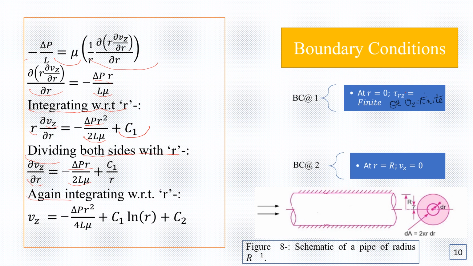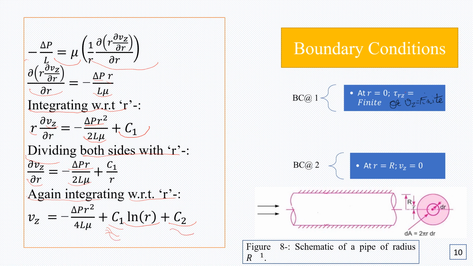Now again integrating this equation with respect to R, we get Vz, which is the velocity in the z direction, equal to minus delta P multiplied by R square, divided by 4L mu, plus C1. The integral of 1 upon R is equal to ln R plus C2. So here C1 and C2 are constants. Our next main aim is to find the values of C1 and C2.